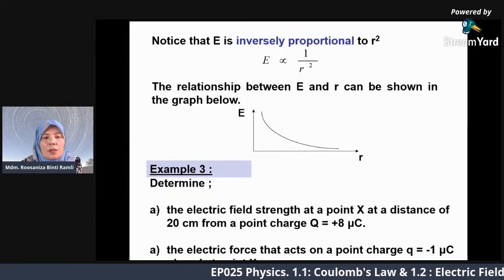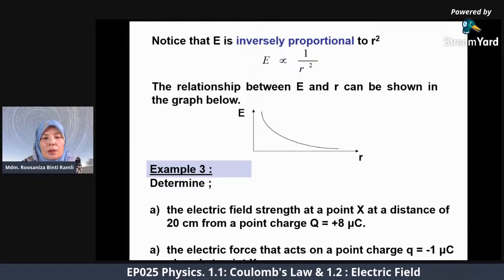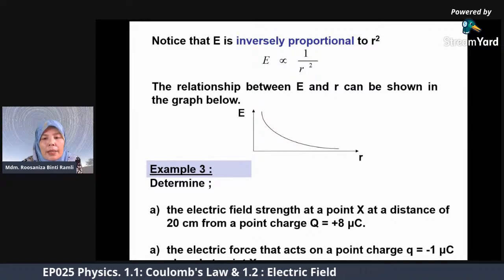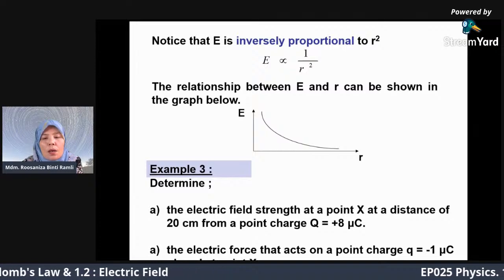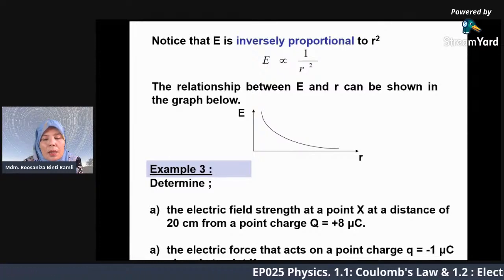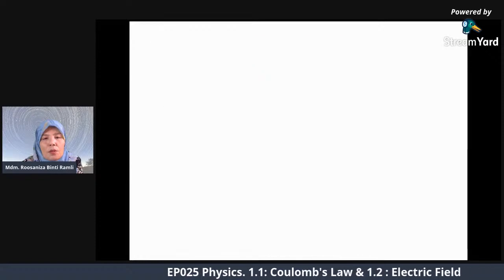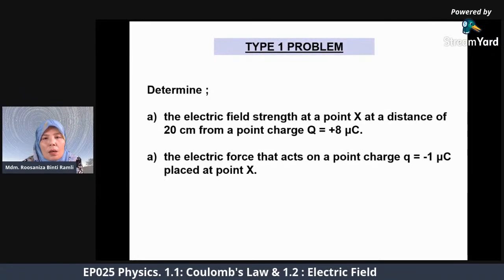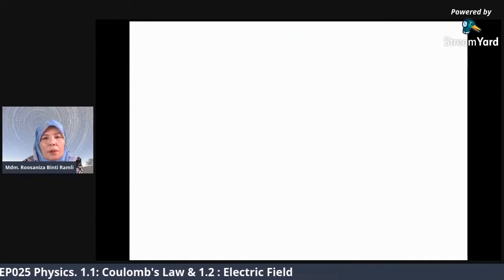For example, how to determine the electric field strength at a point X, a distance of 20 cm from a point charge Q? The value of Q is positive 8 microcoulomb. So how to find the value of E?